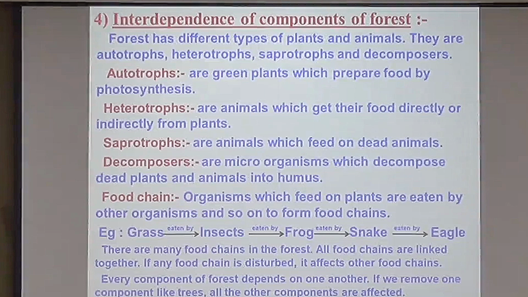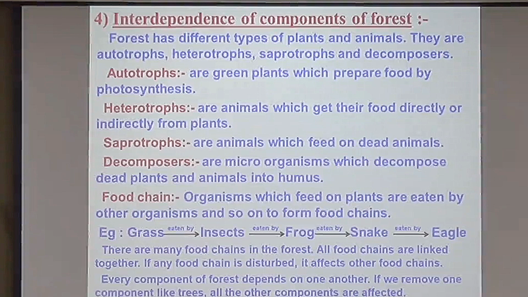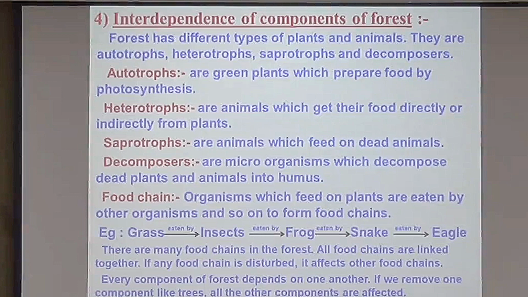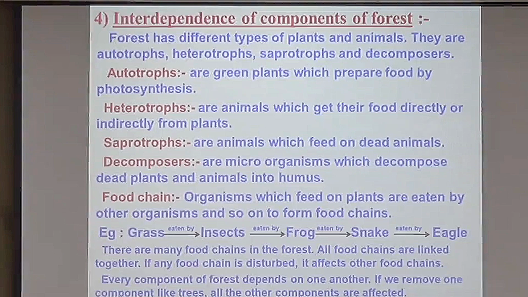Now there is another thing which we observe in forest, that is the food chain. The organisms which feed on plants are eaten by another organism and so on to form a food chain. For example, grass is eaten by an insect, which in turn is eaten by a frog, which in turn is eaten by a snake and ultimately an eagle. This forms a particular food chain. There are many food chains in the forest. All food chains are linked together. If any food chain is disturbed, it affects another food chain also.